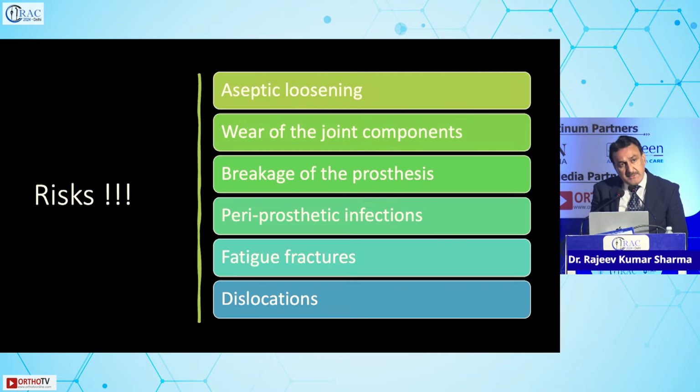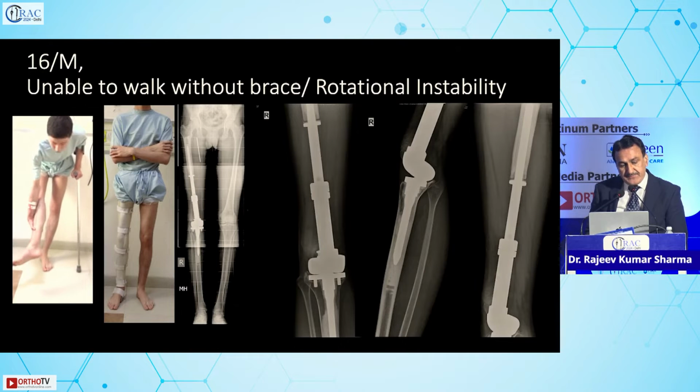There are a huge number of risks involved when you do a mega prosthesis. Aseptic loosening is one of the commonest. Wear of the joint components, because the whole of the pressure is coming onto the joint components. Breakage of the prosthesis, breakage of the stem, periprosthetic infection, which is very high in case of mega prosthesis, fatigue fractures and dislocations. And we'll discuss almost all these complications.